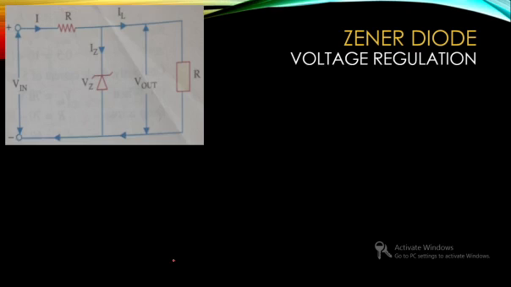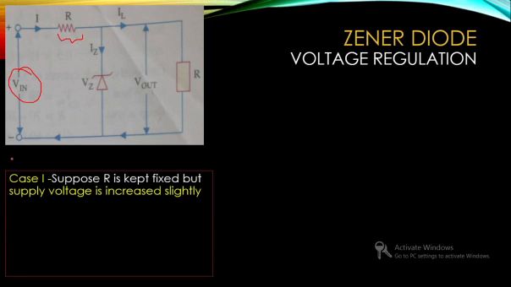So two cases are possible. In the first case, we will consider only the supply voltage varying, so that R is kept constant, and we will find out what will happen to the current. The other one is where the load is changing, so we can see that the voltage drop across IR can be kept constant. Okay, so let me take the first case.